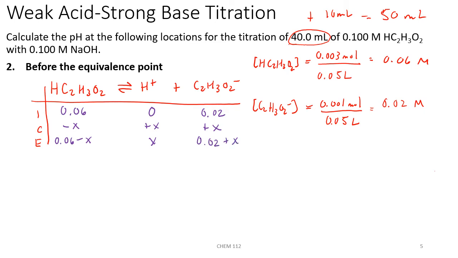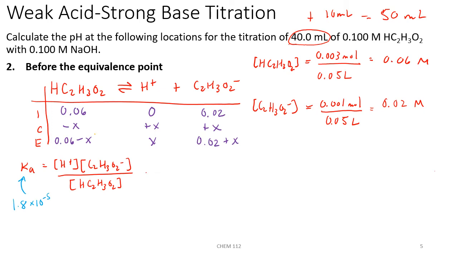Now we can write the same equilibrium expression as we did in part number 1. Ka will equal hydrogen ion concentration times acetate anion concentration all over the concentration of our acetic acid. The Ka for acetic acid, if you look it up on your chart, is still 1.8 times 10 to the negative fifth. And we're going to plug in everything into our equilibrium expression now.